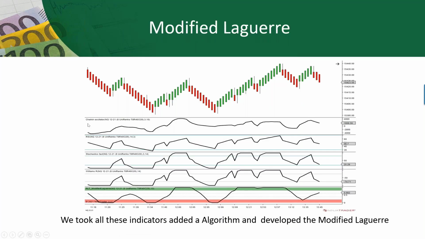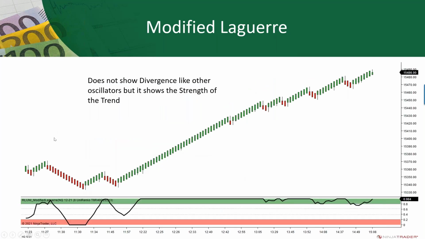The next thing is the modified Laguerre. So we took all these indicators, we added an algorithm to them, and developed the modified Laguerre. Now, the modified Laguerre is on the bottom here. It does not show divergence like other oscillators. It only shows the strength of the trend.